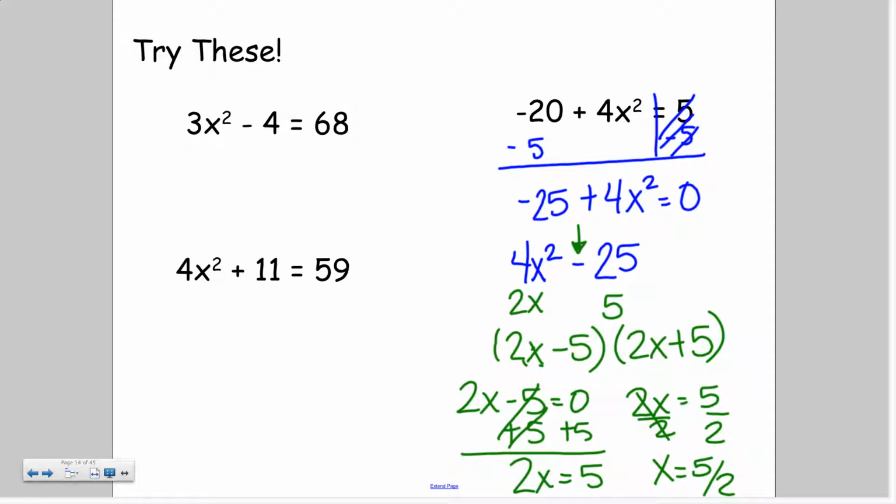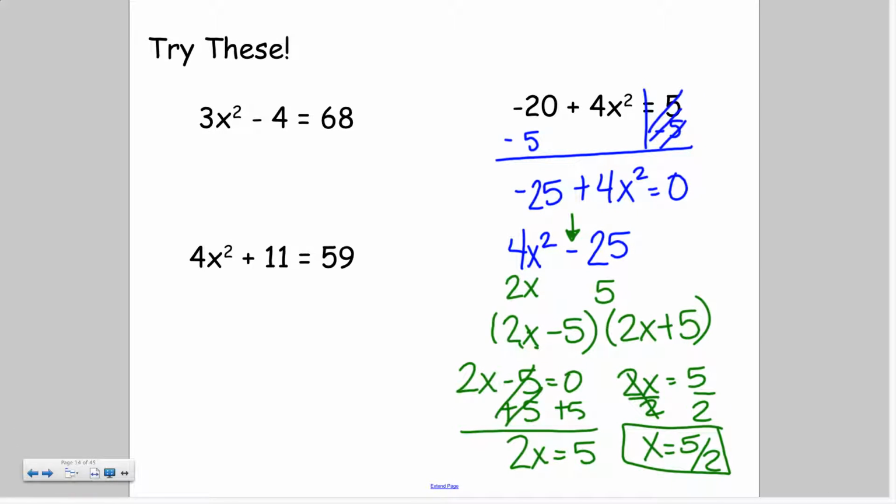Now you do the other one and you're going to get the negative 5 halves. But you can see that I got the same answer both times. So just know that there are multiple ways on some of them to do it, and I'm fine with either way, just so long as you can see it.